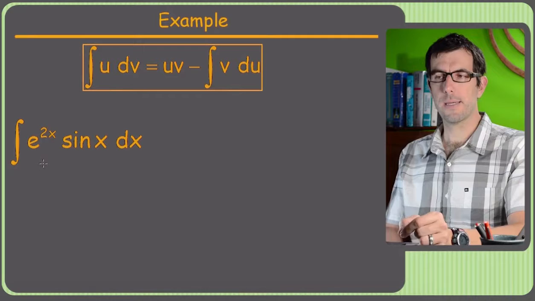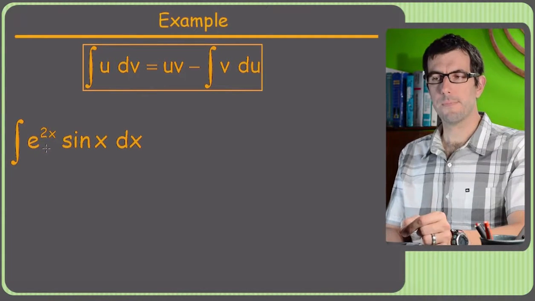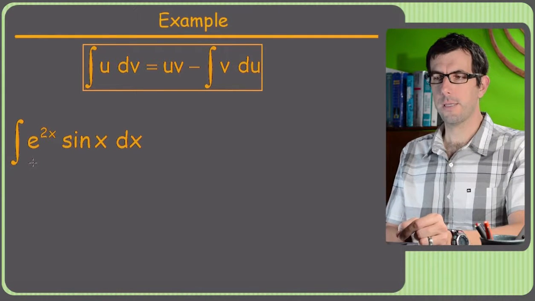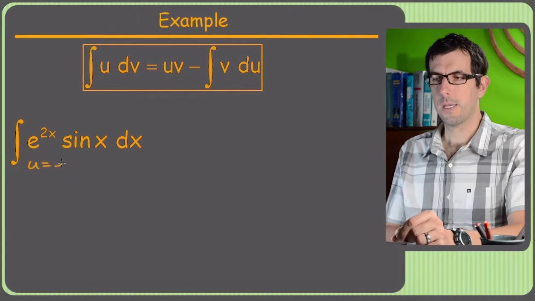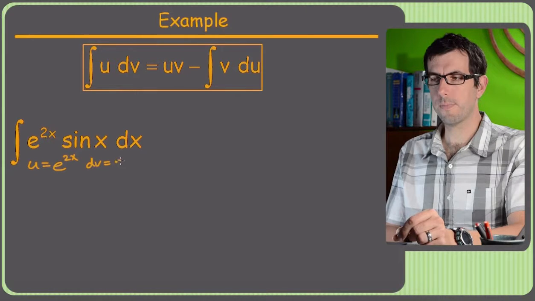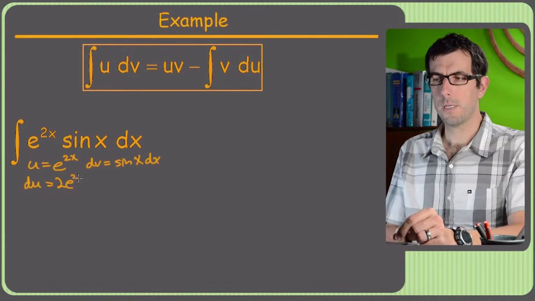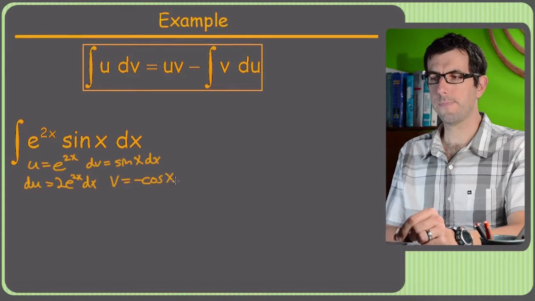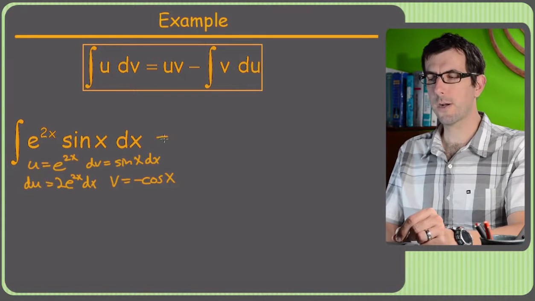We're going to have to make u equal to something that doesn't go away. So we'll make our u equal the first one, because why not? e to 2x, and make our dv the rest of it, sine x dx. And our du is going to be 2 e to 2x dx, and our v is going to be equal to negative cosine x. All right, so no big deal so far.